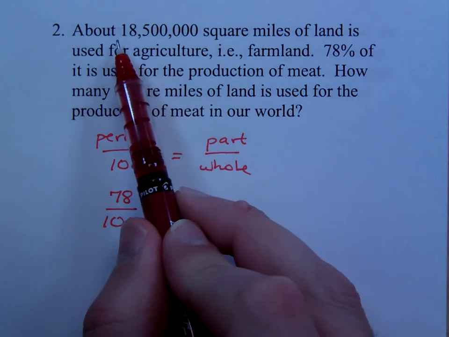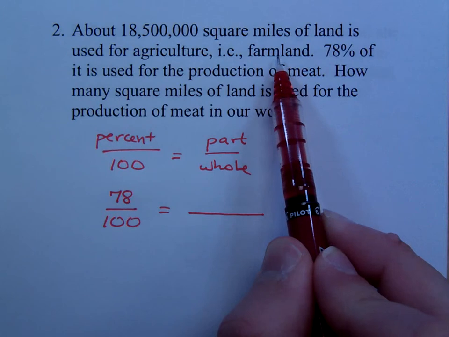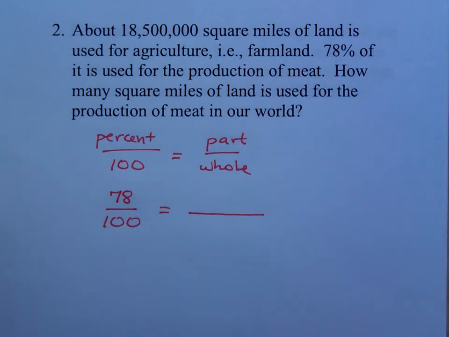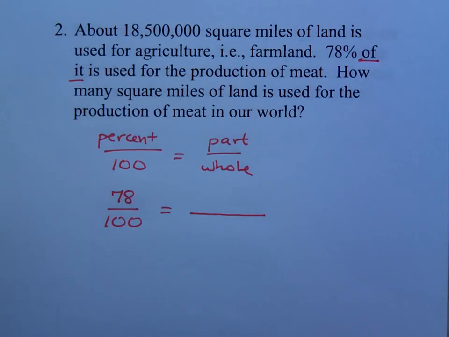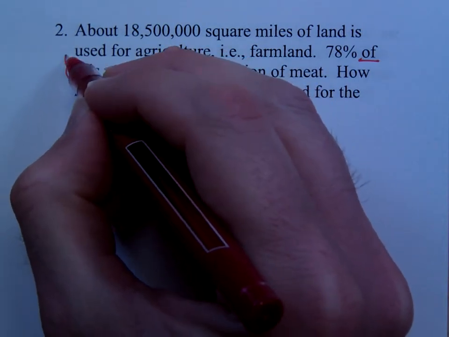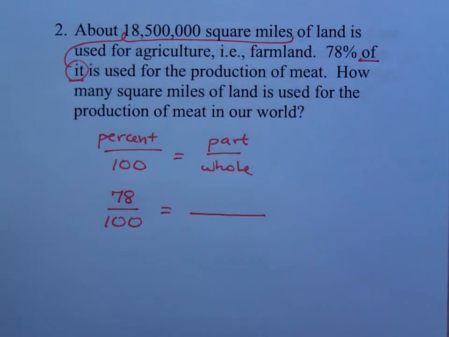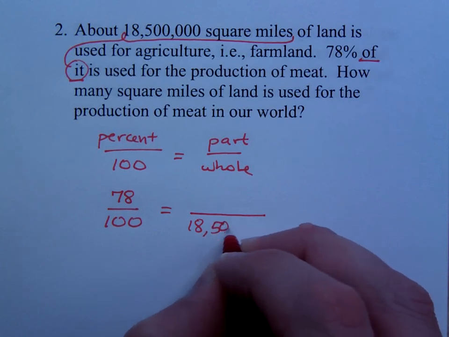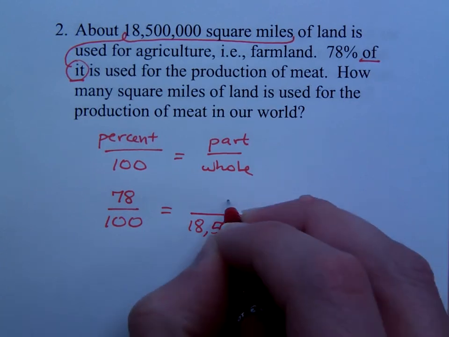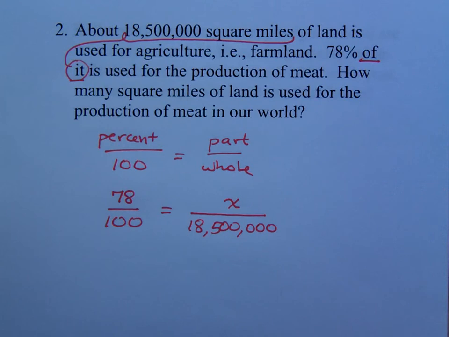I'm telling you that 18.5 million square miles is used for farmland. 78%, look at what happens here. 78% of it. It is a pronoun referring to what? It is a pronoun referring to all of this stuff right here, right? And what do we say follows the word of? The whole. Okay, so the whole amount here is the 18,500,000, which means we need to find the part. You guys with me on that?